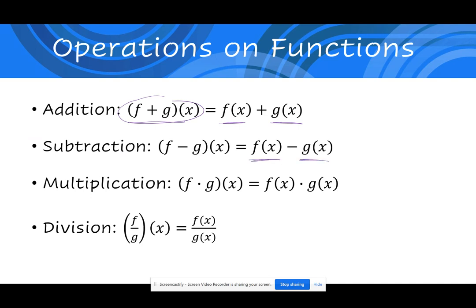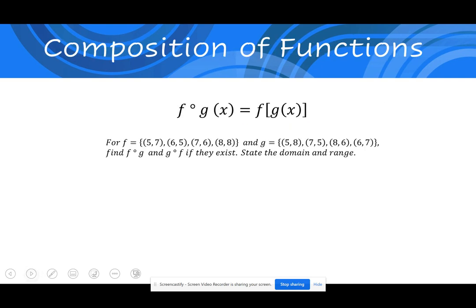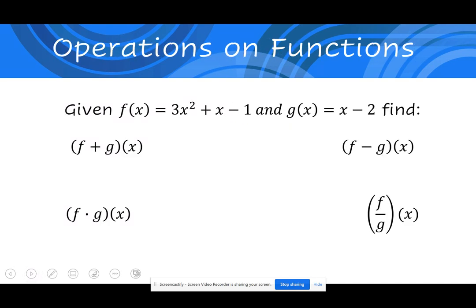Subtraction, same thing. We're going to distribute that -1, combine like terms, and we'll get a new function. Multiplication, we're just going to multiply them together. And division, we're going to divide them using long or synthetic division. So for example, if we have f of x equals 3x squared plus x minus 1 and g of x equals x minus 2, we want to find all four of these.